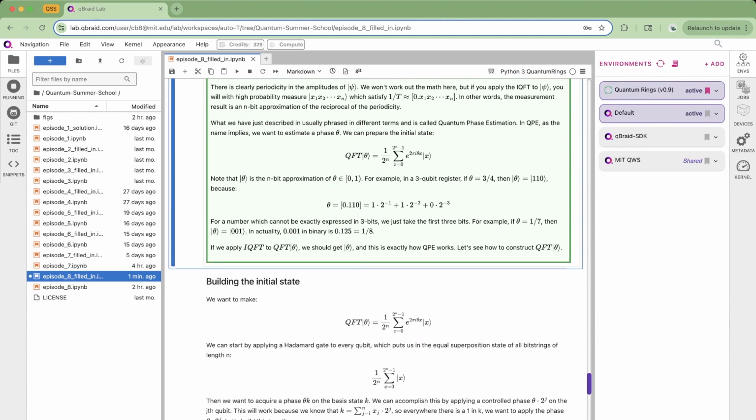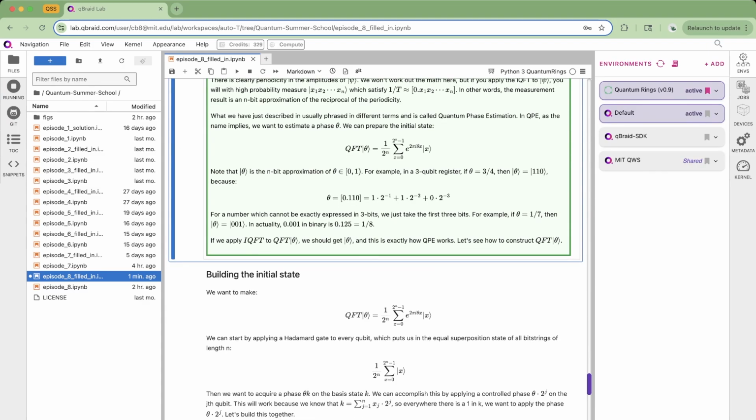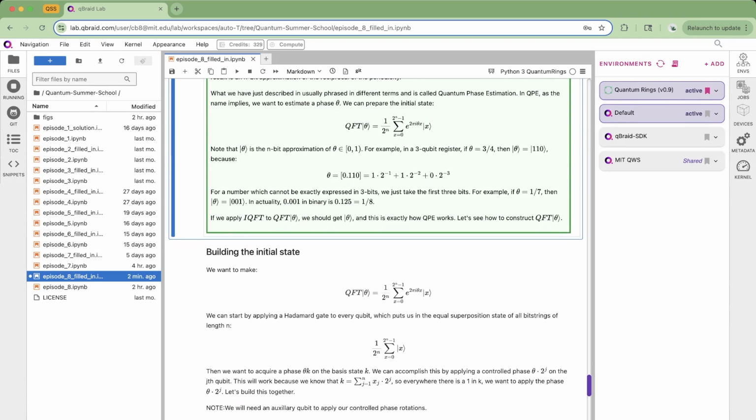But then if you had something that cannot exactly be expressed in 3 bits, like theta equals 1/7, then you would do the closest approximation. So we could do 001, which is going to be 1/8, and that's the closest of the 3-bit basis states. So then if we apply the inverse quantum Fourier transform to the quantum Fourier transform of theta, we should get theta back. And this is how quantum phase estimation works. So in order to do this, we need to construct that state, which is the quantum Fourier transform of theta.